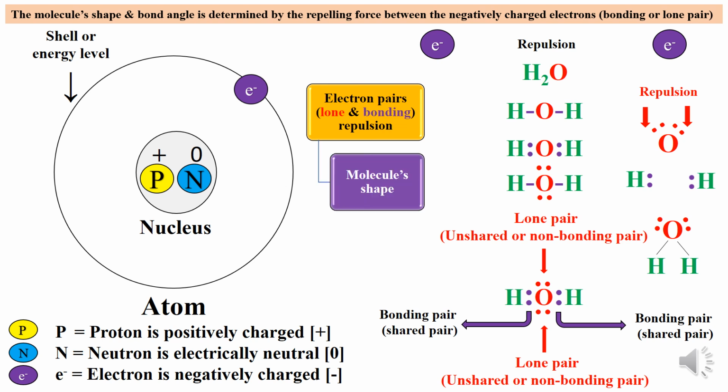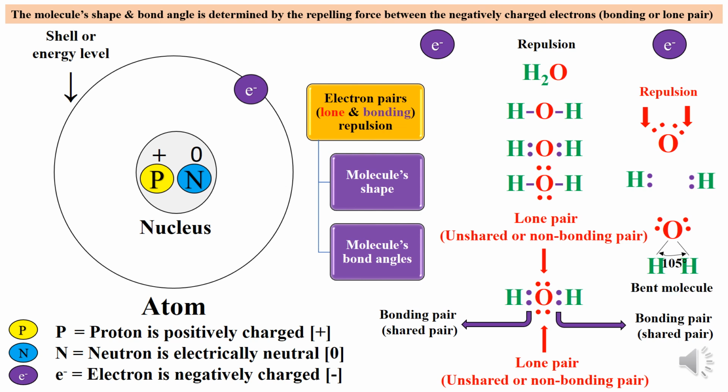So it is the electron pair repulsion that determines the molecule shape as well as the molecule's bond angles. So in case of water molecule, it is the repulsion between the lone pairs of electrons on the oxygen atom and the two bonding pairs that forces the water molecule to take the bend shape with a bond angle of 105 degrees.